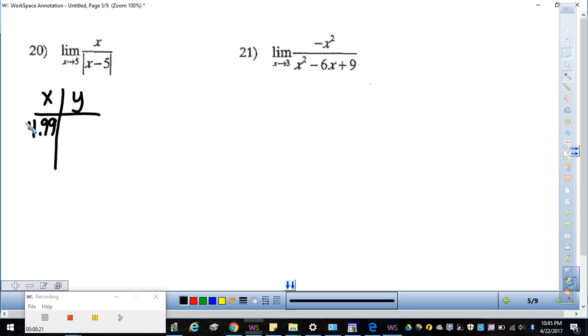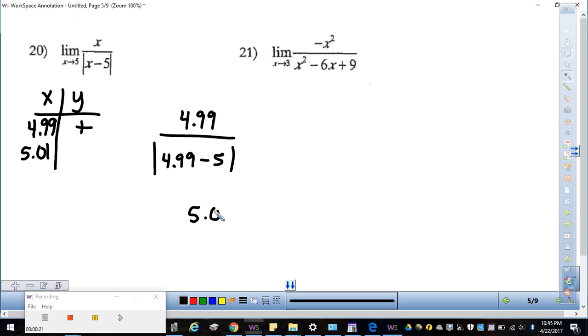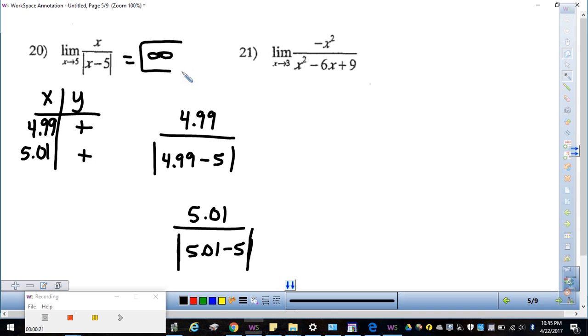The limit as x approaches 5 from the left side, we can plug in 4.99. Now 4.99 take away 5 will be negative, but because it's inside of this absolute value, that's going to make it positive. So we have a positive over a positive. If we look at what's happening as we approach 5 from the right side, it's also going to end up being positive. Sorry, those are absolute value bars. Looks like a 51. It's not. It's also going to end up being positive over positive. So because it's the same, that limit is equal to positive infinity.